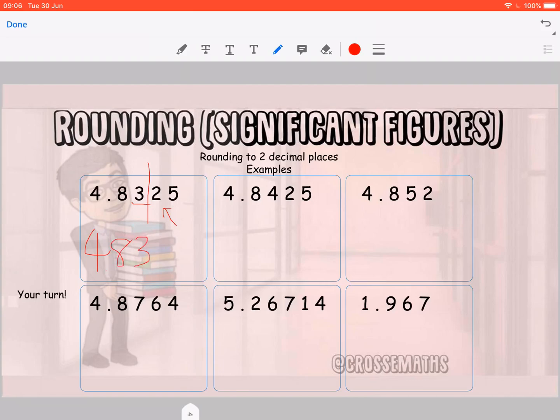Same thing on this one, count across 2, draw a magic line in, underline the number I'm going to be rounding. Is that 2 5 or more? No, it's not. So I'm going to keep it at 4.84. And then count across 2 again. Is that number 5 or more? No, it's not. So none of these ones were. So my answer is going to be 4.85. Pause the video now. Have a go at the ones at the bottom.